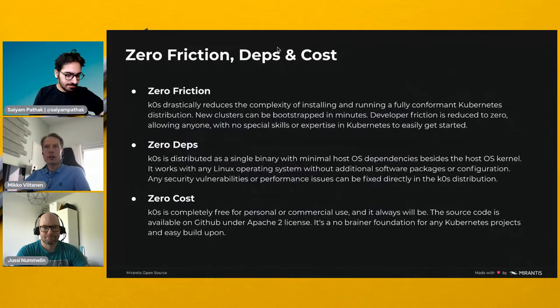All right, then a couple of other items. So zero friction, what we mean here is that the plan is that it's very easy to get started with K0s. The goal is that anyone without special skills or deep technical knowledge of Kubernetes can easily get started. And the zero deps is mostly about the single binary. The distribution method of K0s is a single file which includes all the needed software packages and dependencies. And this makes it easy to deploy and upgrade K0s.